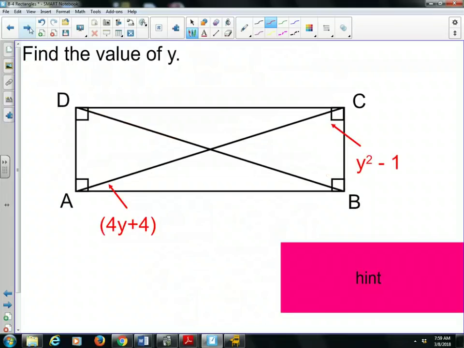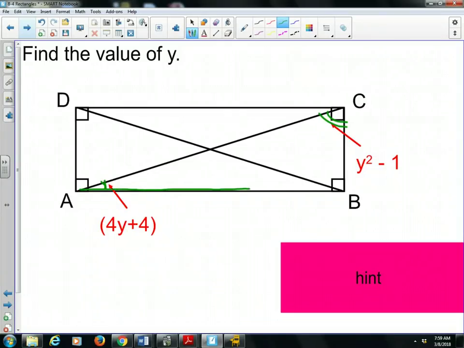Let's take a look at this one. This time we're not talking about a segment, we're talking about the angle measures. So find the value of y. I ask you this question: what is the relationship between this angle and this angle? Some people might say they're congruent, and that's not the right property that we're thinking about here.